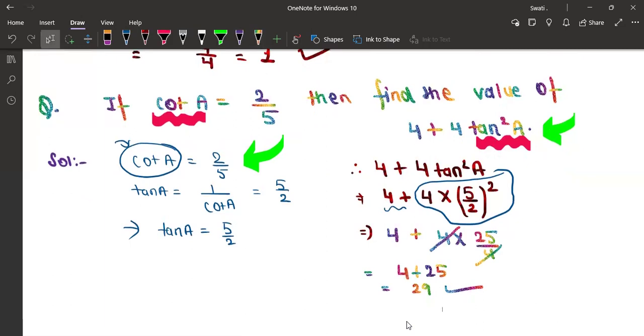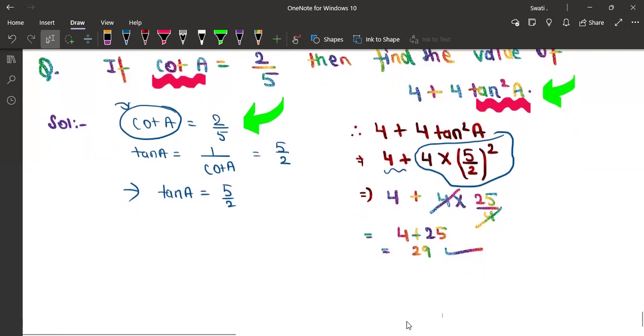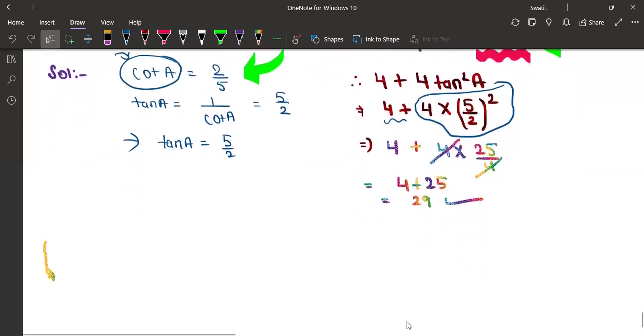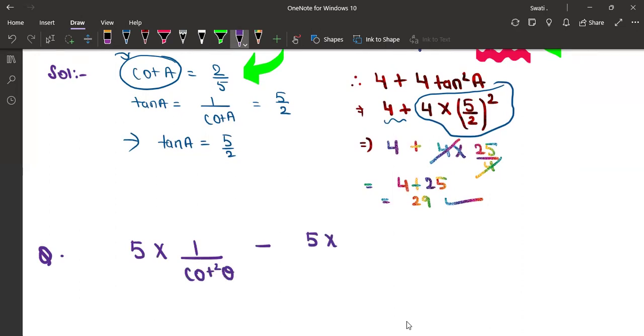Okay, so same way, Manya, if you will get the questions based on trigonometry, make use of all the formulas that you have. Think of how you can simplify it, and then you will automatically reach the answer. Okay, so let's go to the next question now. The next question is again based on that trigonometric identity. Let's see whether you can figure it out or not. So it says 5 into 1 by cot square theta minus 5 into 1 by cos square theta will be what? This is the question.